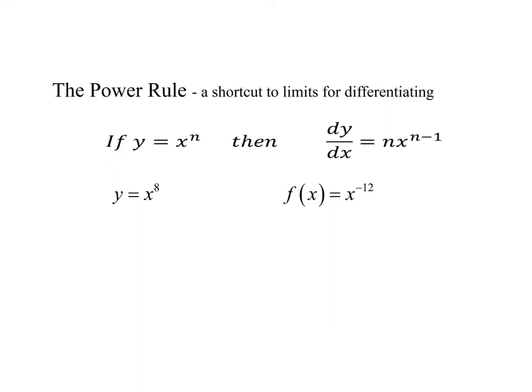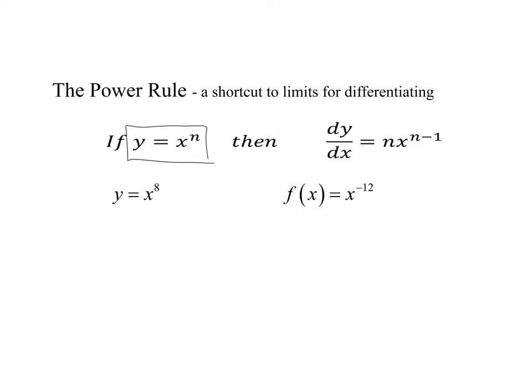We can actually avoid doing the limits. So our first main rule for derivatives is called the power rule, and it does exactly what we just did. As long as we can write our equation as a power, so our equation has to be written as y equals x to the power of something.